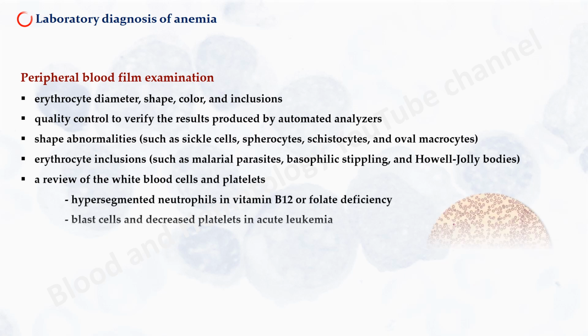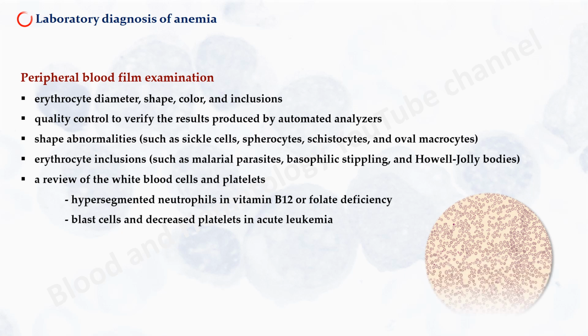Finally, a review of the white blood cells and platelets may help show that a more generalized bone marrow problem is leading to the anemia. For example, hypersegmented neutrophils can be seen in vitamin B12 or folate deficiency, whereas blast cells and decreased platelets may be an indication of acute leukemia.